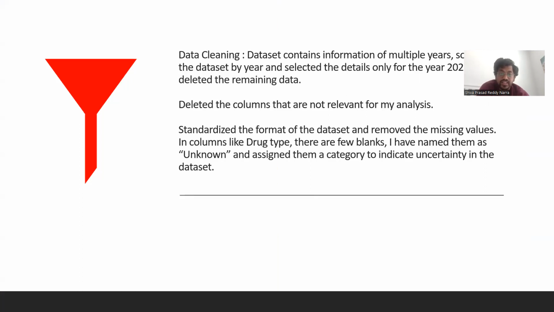As part of my data cleaning process, I have deleted the data that is not relevant for my analysis, and I only selected data for the first quarter of 2023, deleted the columns that are not relevant for my analysis, and standardized the format of the data set and removed any missing values. In the column called track type, there are multiple blanks. So to indicate the uncertainty in the data set, I have included them and assigned a separate category called unknown.